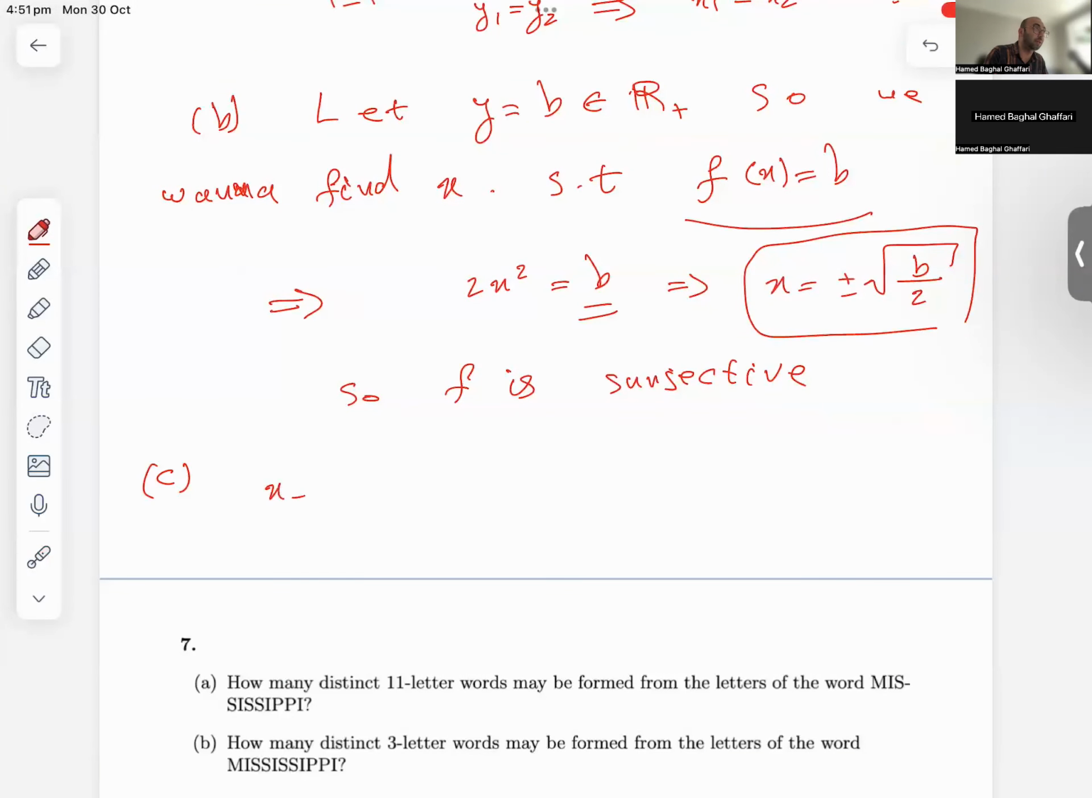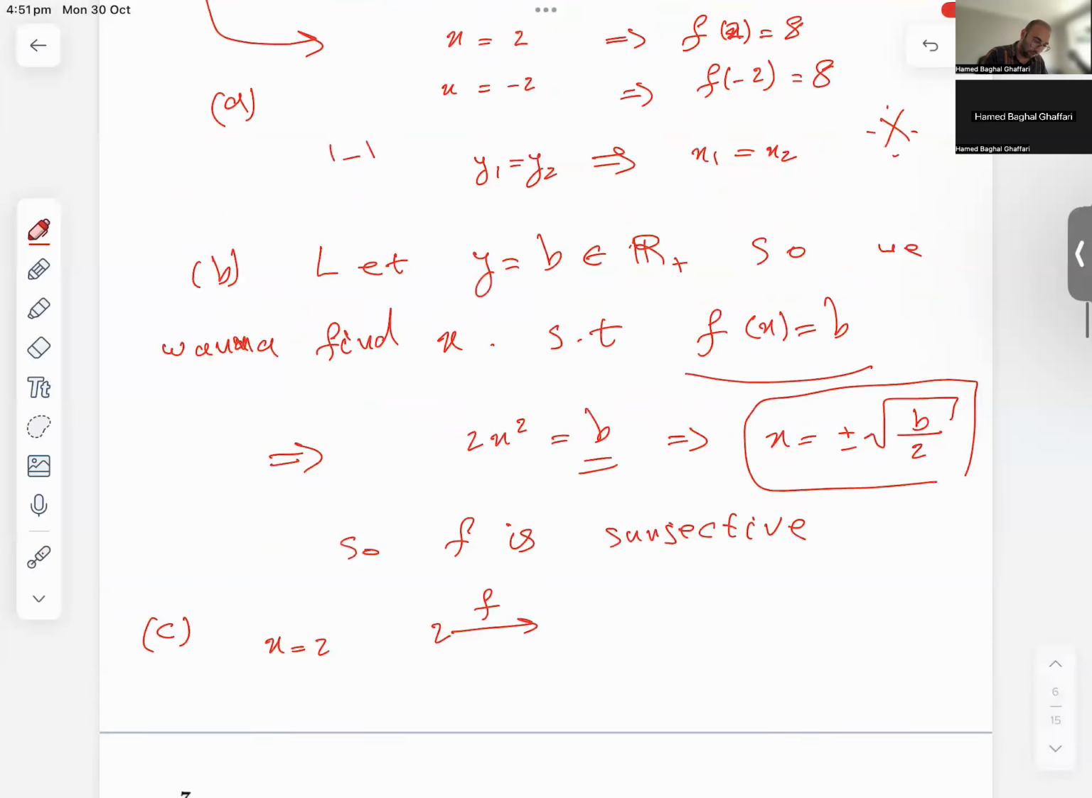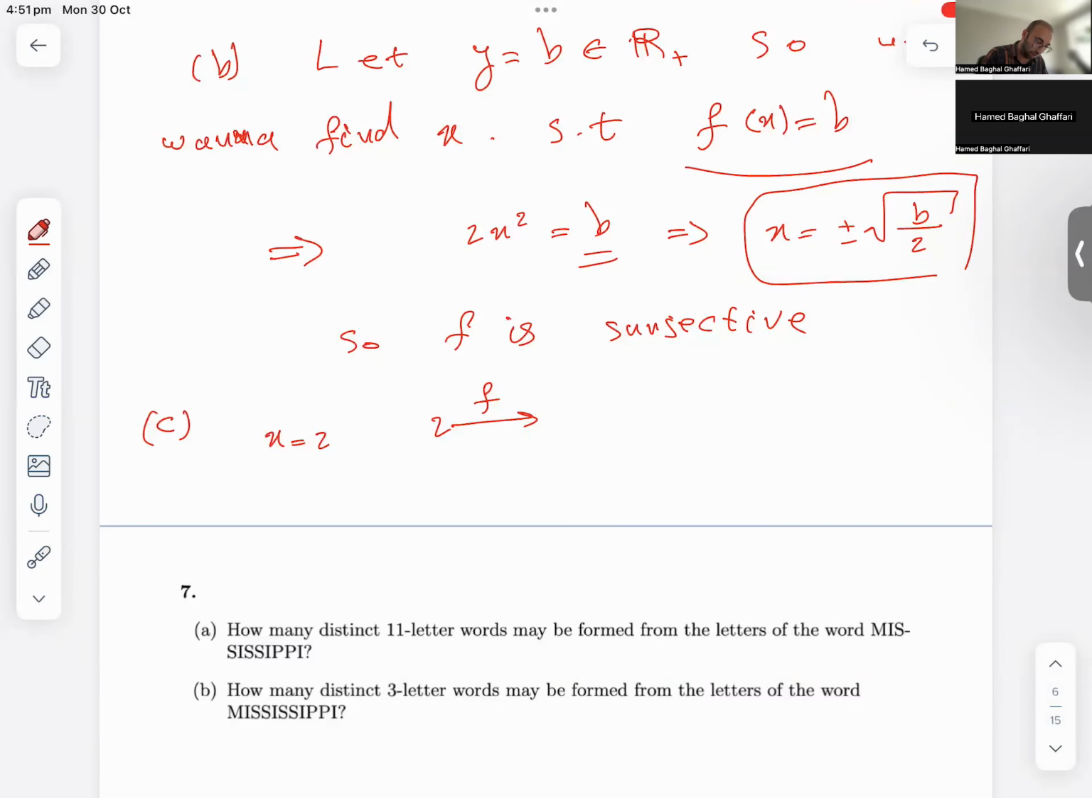If x equals 2, then we go to 2, 8. If I apply f, we go to 8. And if I apply g, this will be g of f of 2, and from g of f, I should go to 2. But f of 2 is for sure 8, which means g of 8 must be 2.